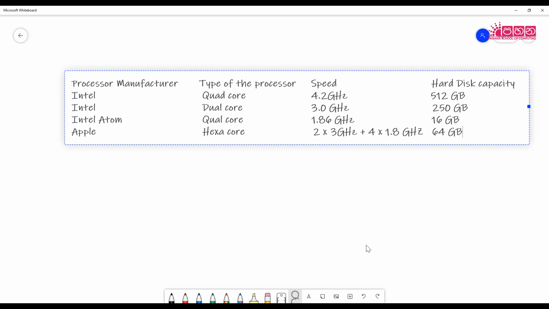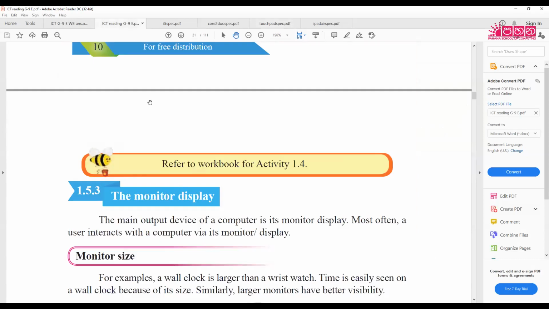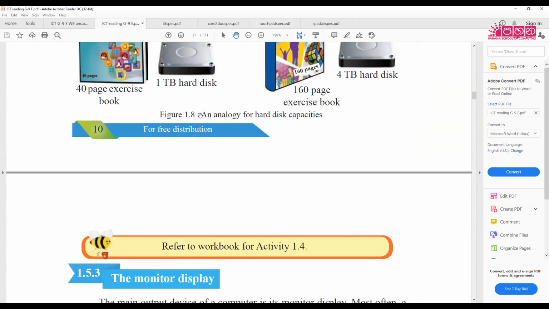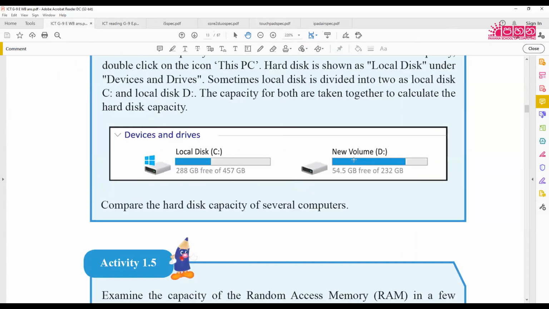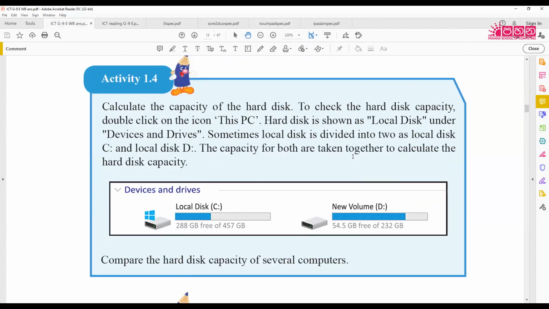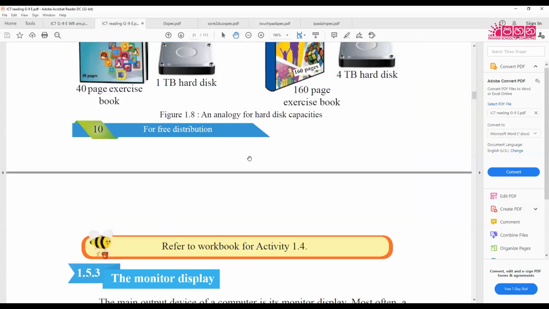Right, good. I think we can move to the next one now. So let me share. Right. Now let's move on to 1.4 activity. So that's the capacity. I think you have already done this one. I want everyone to know their hard disk drives. So let's move on to the next one.